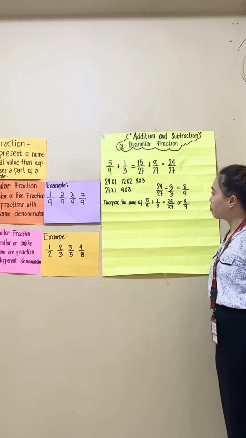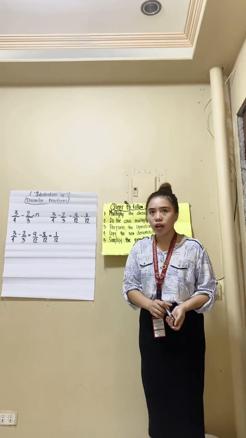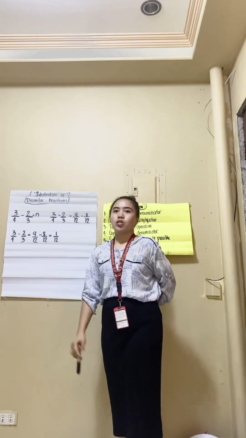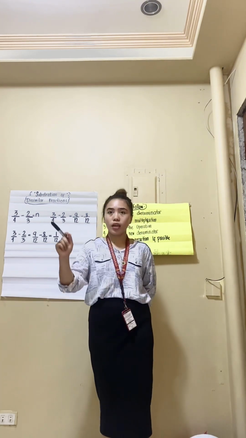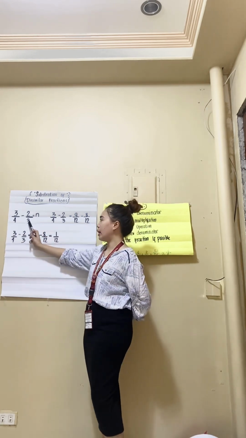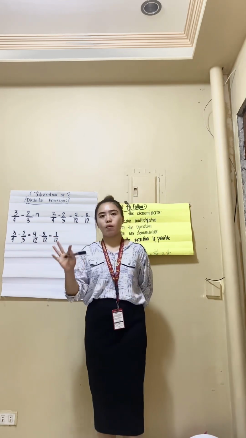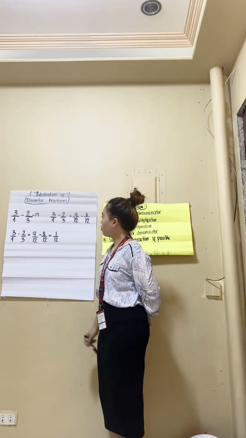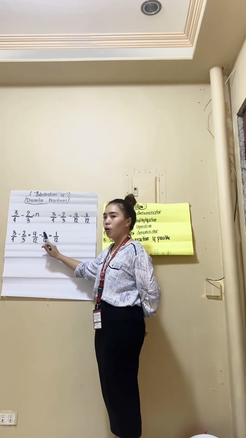Okay, let's do another example. We have a subtraction of decimal fractions. First, let's multiply the denominators. Our denominators here are 4 and 3, so 4 times 3 equals 12. The second step is to do the cross multiplication. 3 times 3 equals 9 and 4 times 2 equals 8.